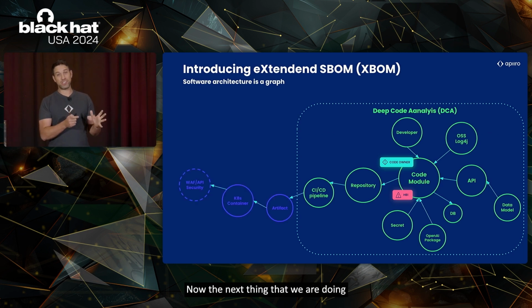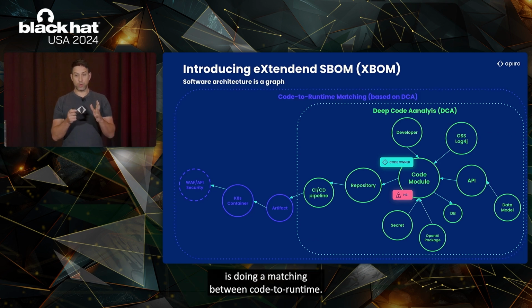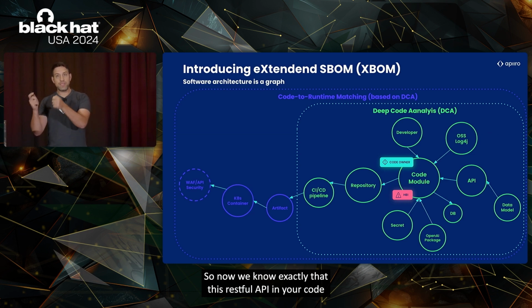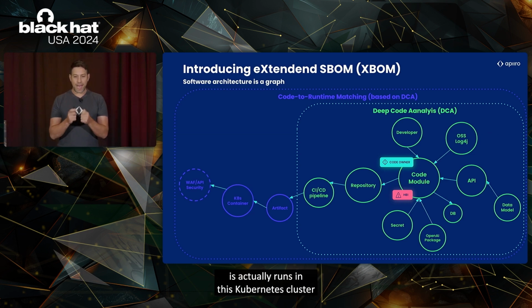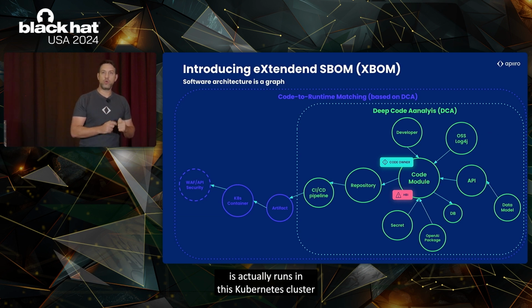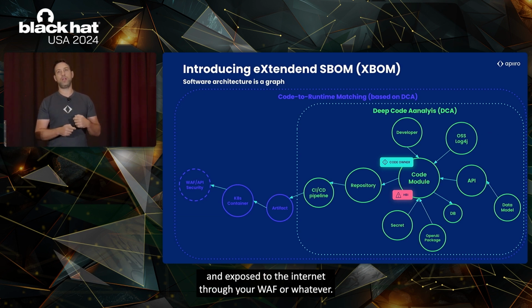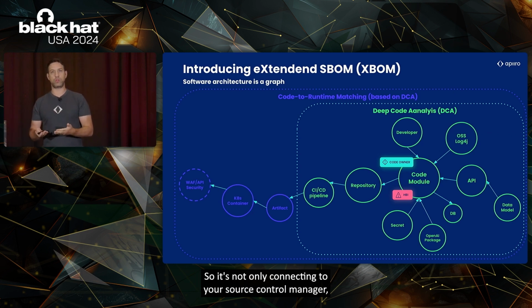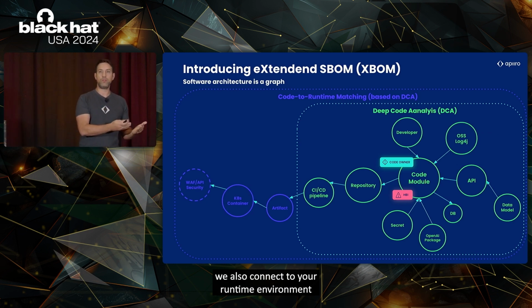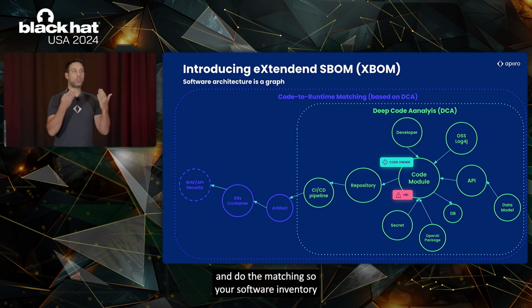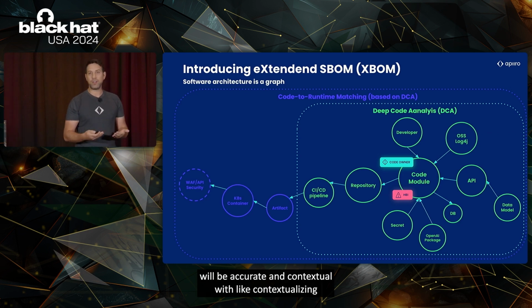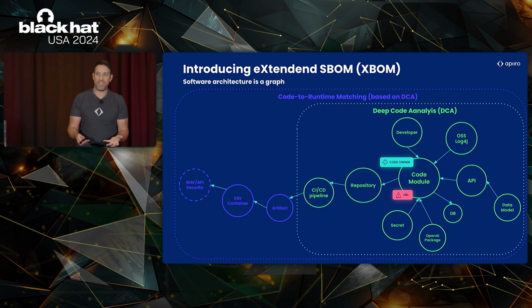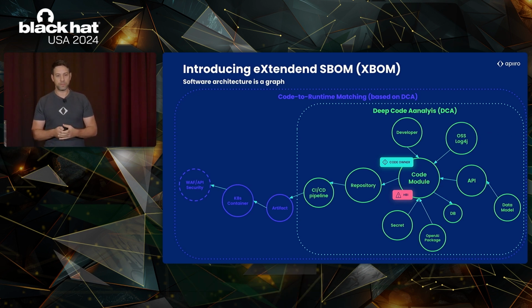Now, the next thing that we're doing is matching between code and runtime. So now we know exactly that this RESTful API in your code actually runs in this Kubernetes cluster and is exposed to the internet through your WAF or whatever. So it's not only connecting to your source control manager, we also connect to your runtime environment and do the matching, so your software inventory will be accurate and contextual, contextualizing every code component that we detect.